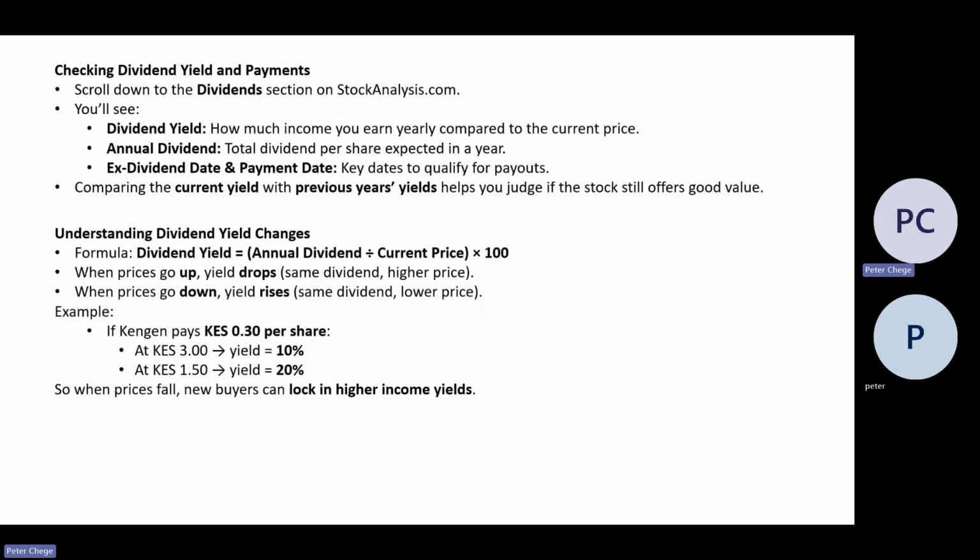Then there is an ex-dividend date. That is the date one day after book closure. And then the payment day is the date that you'll be paid. If you have the pro account, you'll be able to see all these, including the book closure date, the date you need to have shares. So mostly you compare the current yield with the previous year's yield to help you see if the stock offers good value and whether dividends are increasing. So let's go back to stockanalysis.com.